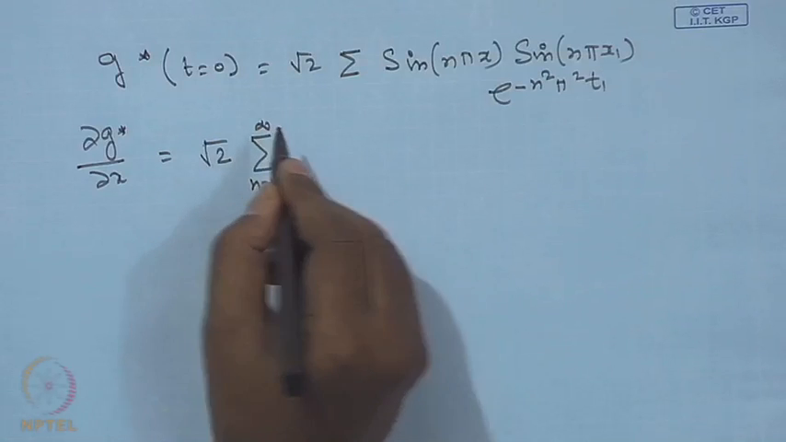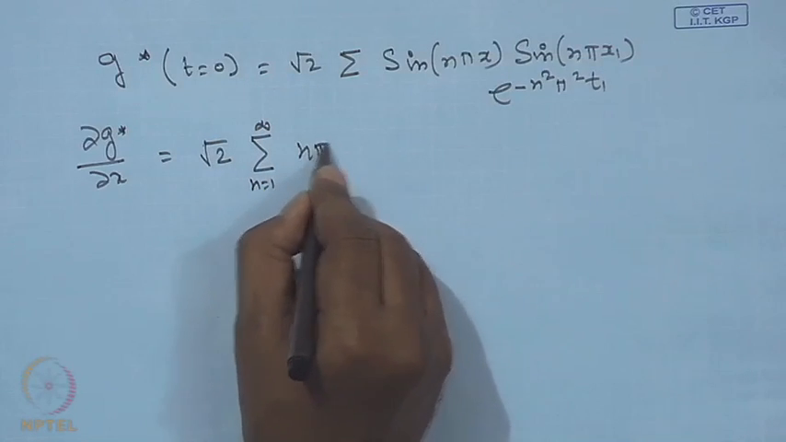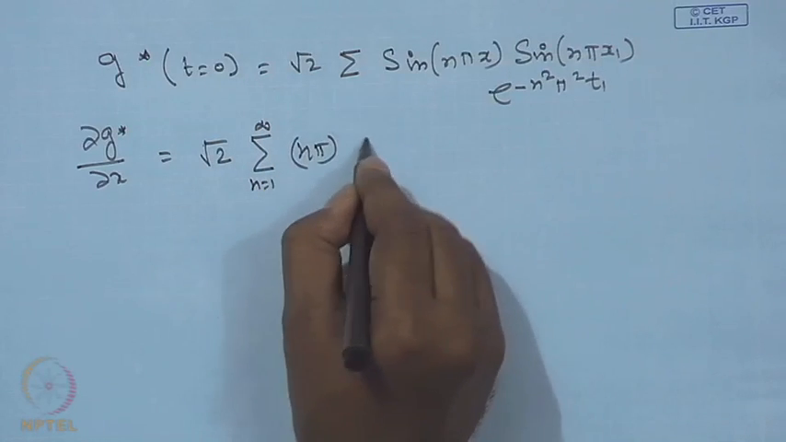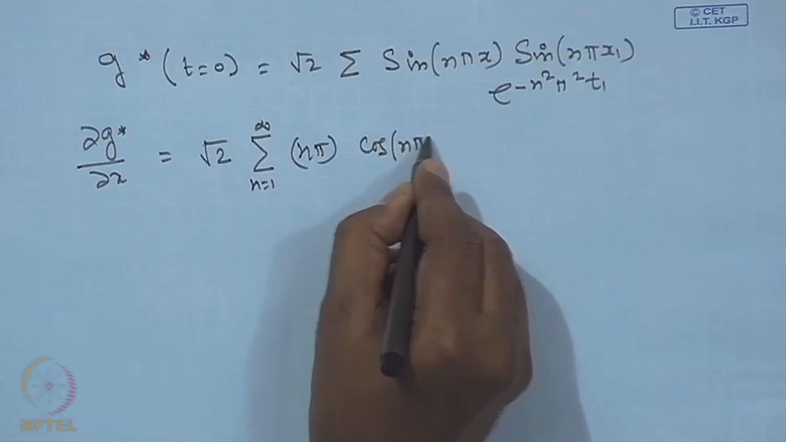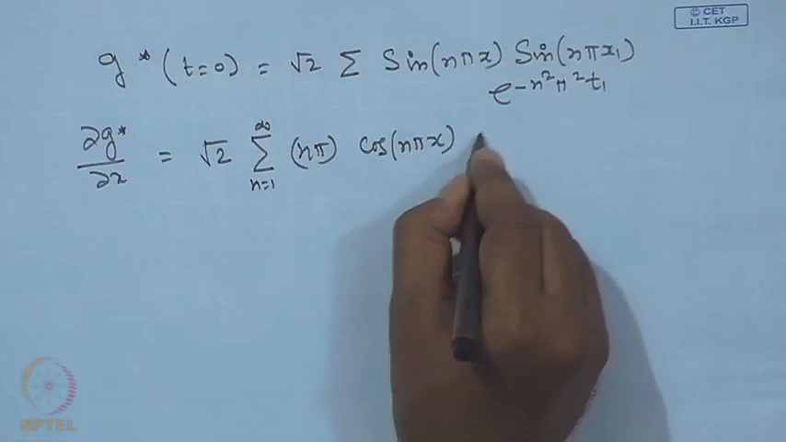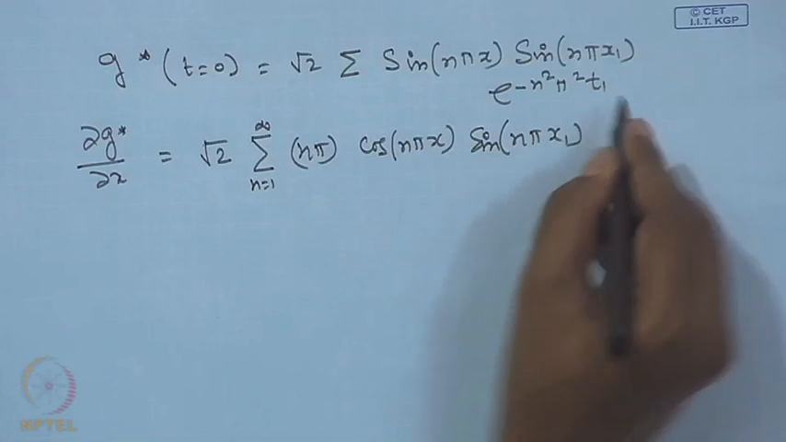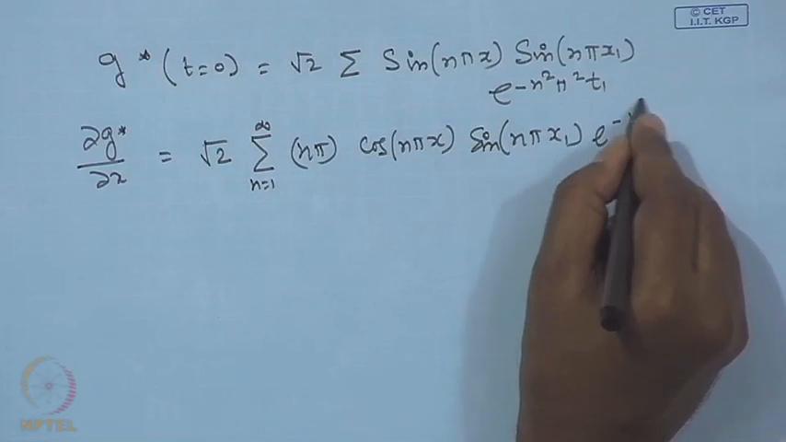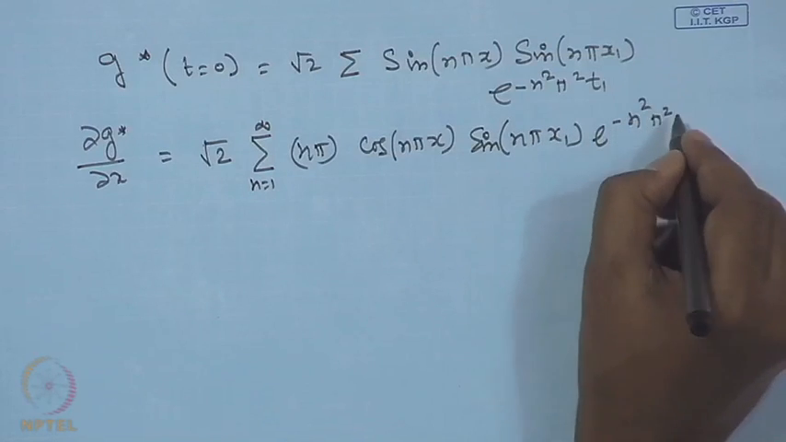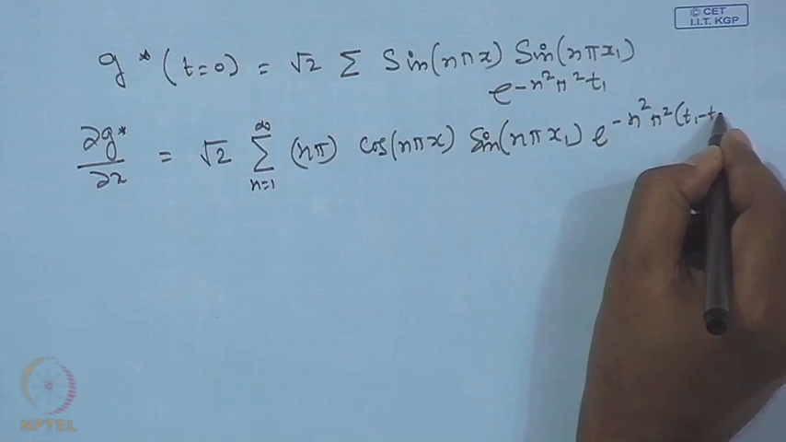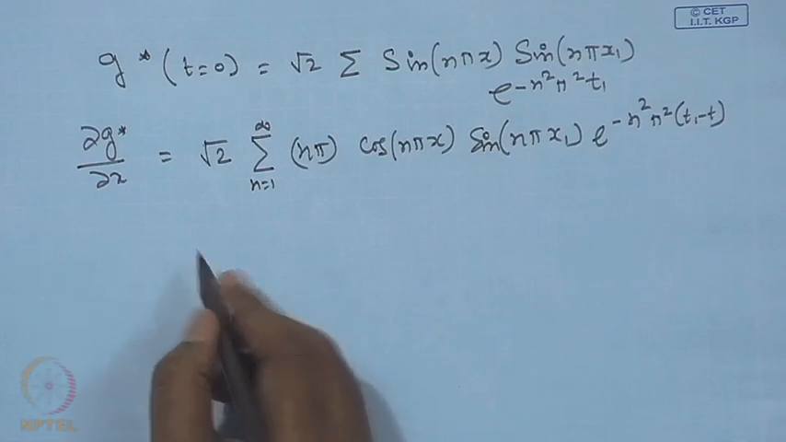n equal to 1 to infinity, n pi cosine n pi x sin n pi x1 e to the power minus n square pi square t1 minus t. So, that is del g star del x.